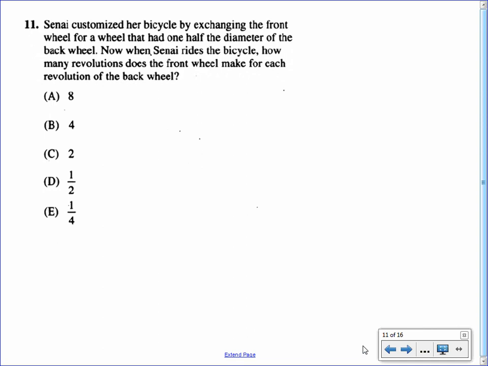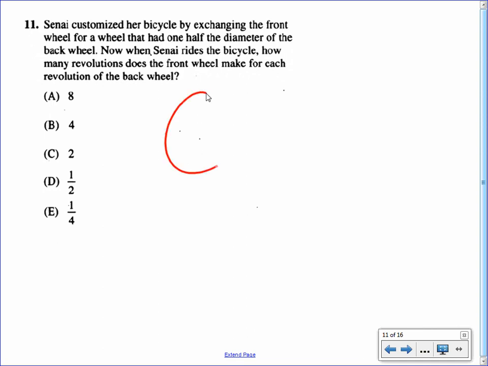This is question 11, test 5, section 2, page 641. It says, Sinai customized her bicycle by exchanging the front wheel for a wheel that had 1/2 the diameter of the back wheel. Now when Sinai rides the bicycle, how many revolutions does the front wheel make for each revolution of the back wheel? Okay, so let's just draw this out a little bit just to get a sense of what's going on.